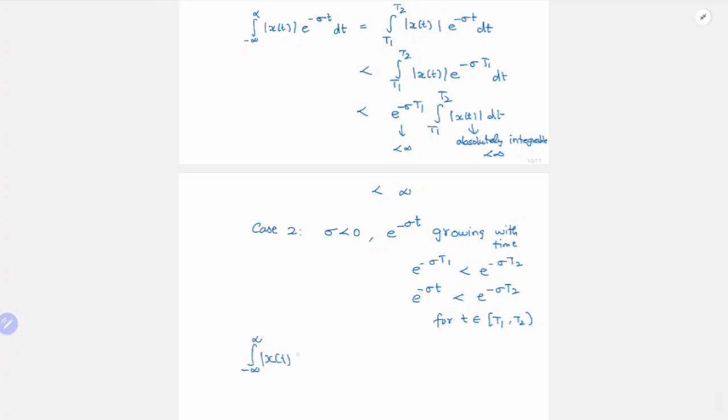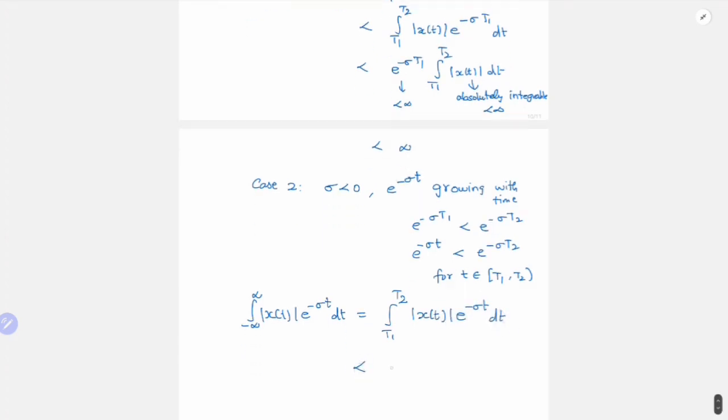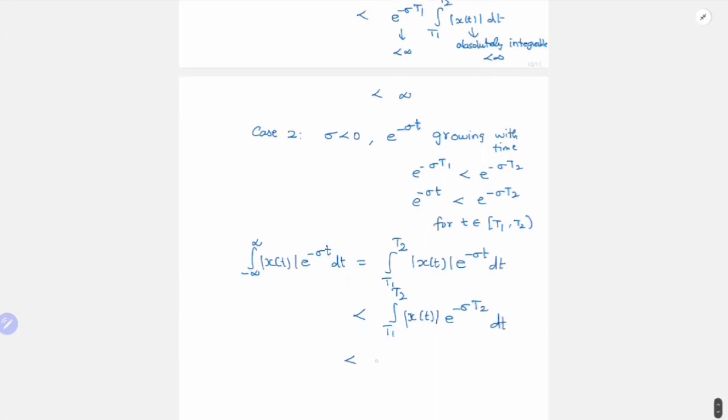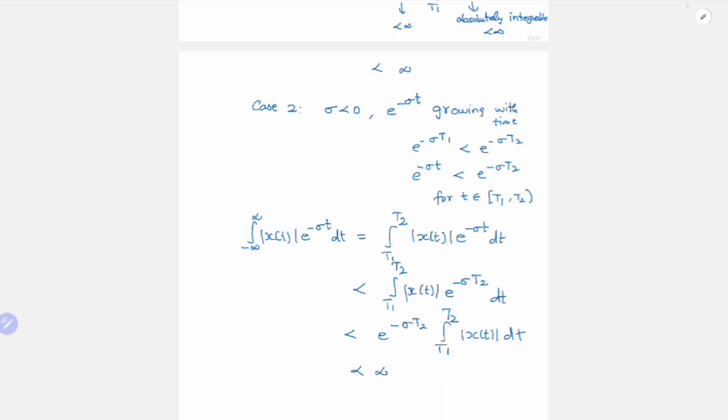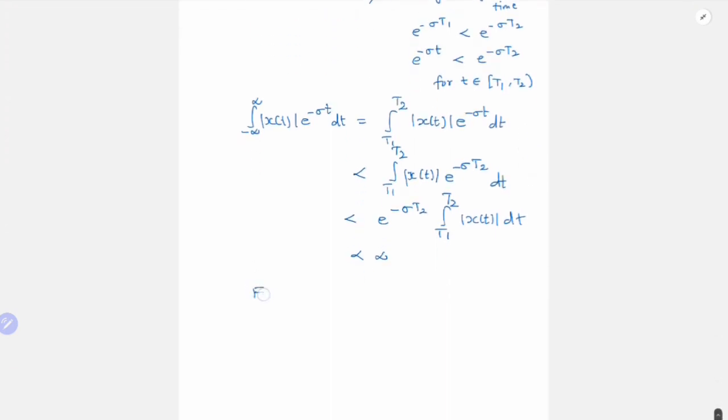So my integral of mod x of t e power minus sigma t dt is nothing but t1 to t2 mod x of t e power minus sigma t dt, and this is less than t1 to t2 mod x of t e power minus sigma t2 dt. And again using the similar procedure, this is going to be a constant and it is finite, and this integral is also finite, so this is less than infinity. So for all sigma, the integral is less than infinity, so the ROC includes the entire S-plane.